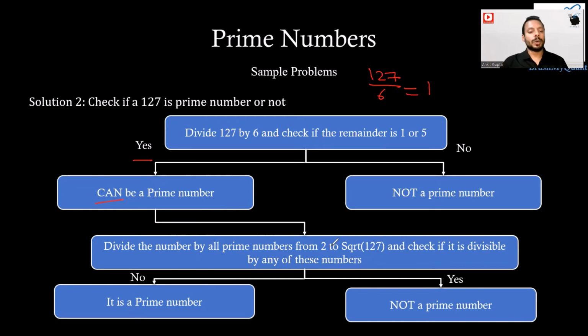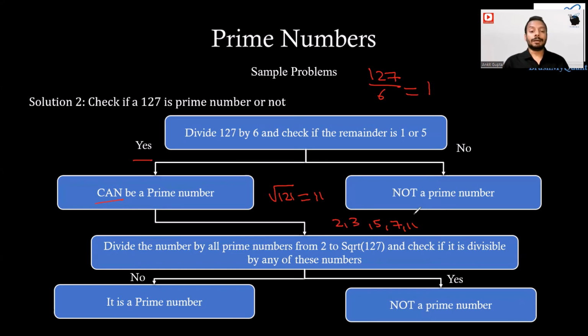Now, finding the square root of 127 is difficult, so we can think of finding the square root of a number which is closer to 127. And we know the square root of 121, which is closer to 127, is equal to 11. That means we need to divide 127 by all the prime numbers from 2 to 11, which are nothing but 2, 3, 5, 7, and 11.